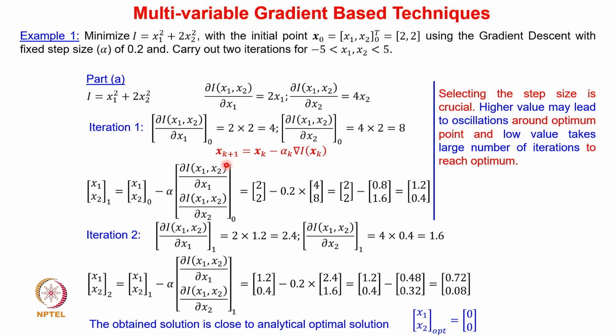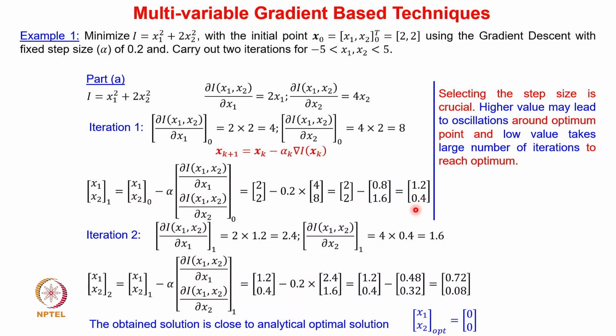We can calculate that from x1, x2, which is present at the initial given condition. So x1, x2 at 0 minus alpha into dou I by dou x1 and dou I by dou x2. This is the gradient matrix, which is multiplied by the step size. You can put all these values here: 2, 2 will be the initial values, then minus 0.2 into 4, 8, and after simplification what we get is 1.2 and 0.4.